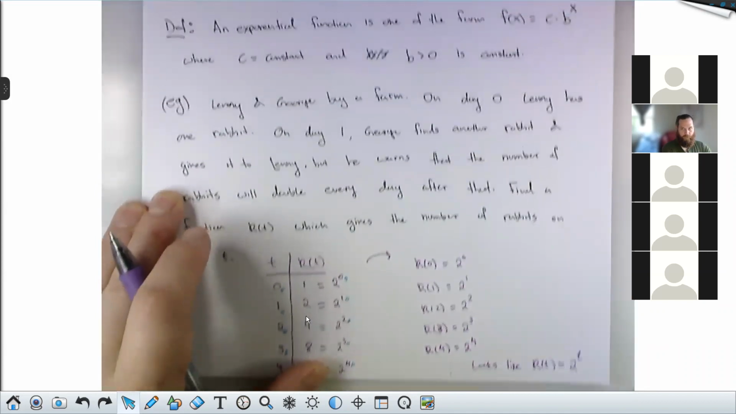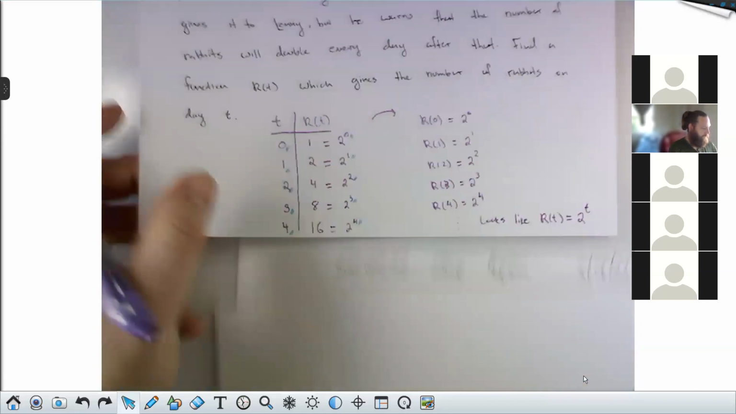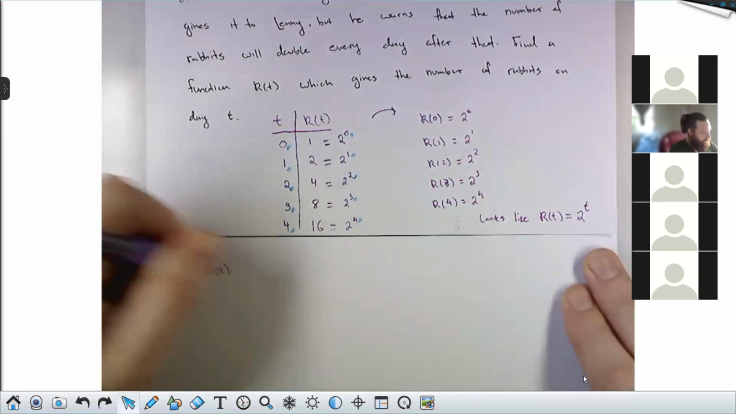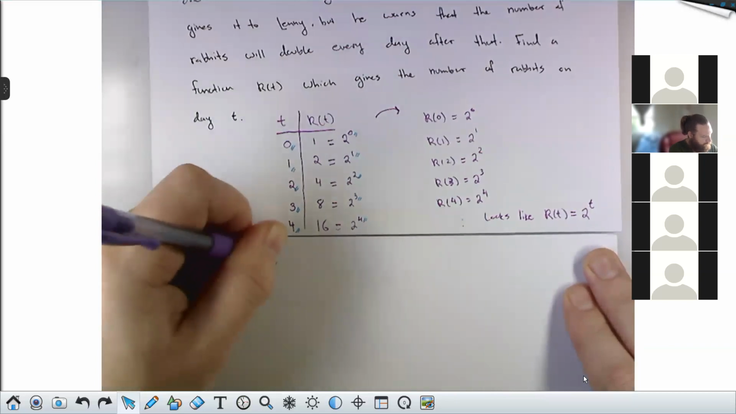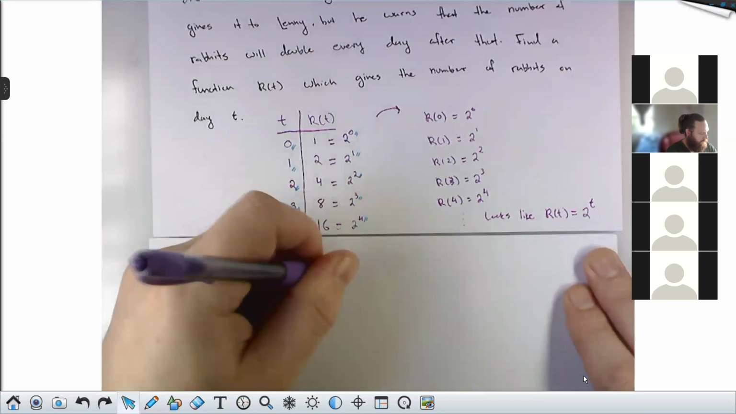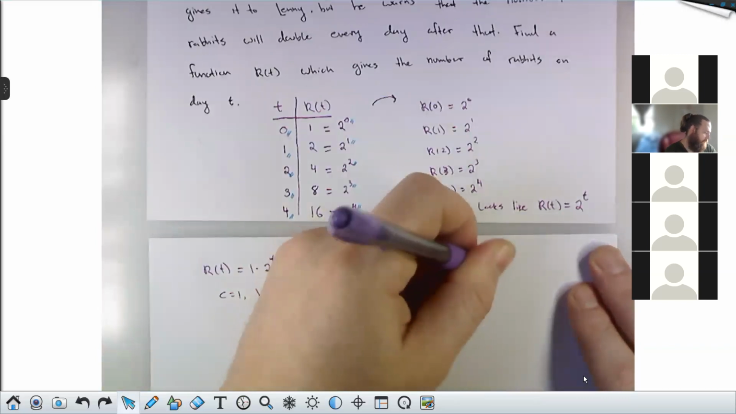The variables are different here. I'm not using x as the input. But do you see how this guy, 2 to the t, fits into this form? It's 1 times 2 raised to the variable. This is an exponential function. In other words, here c is 1 and b is 2. This is an exponential function.